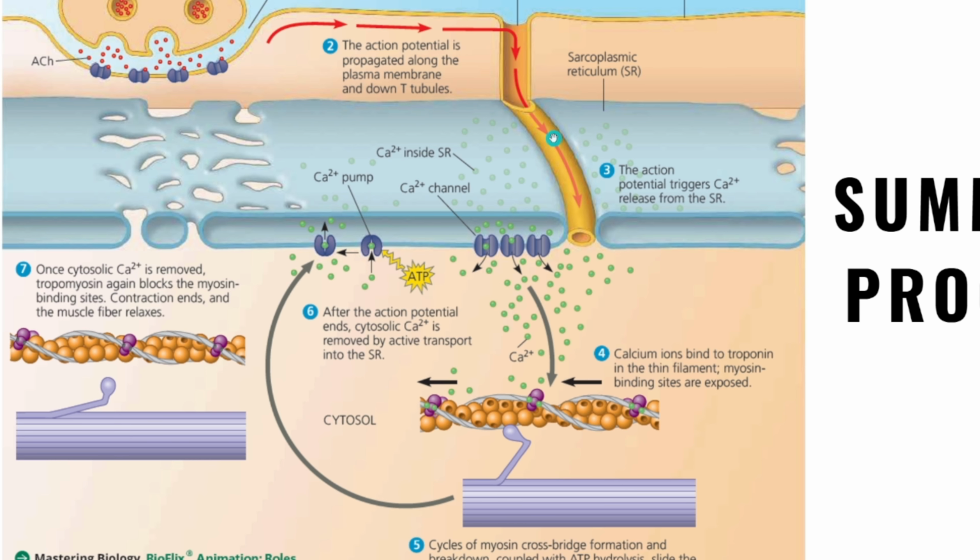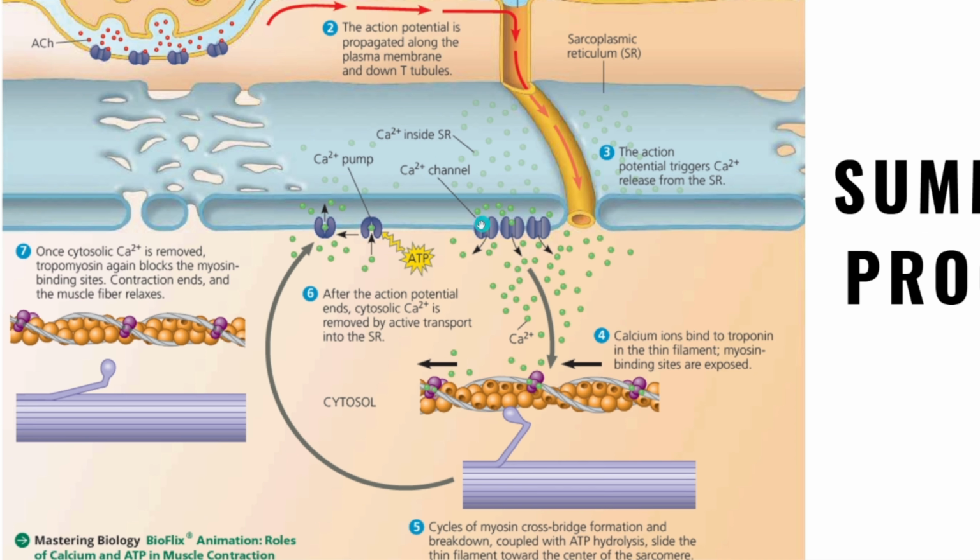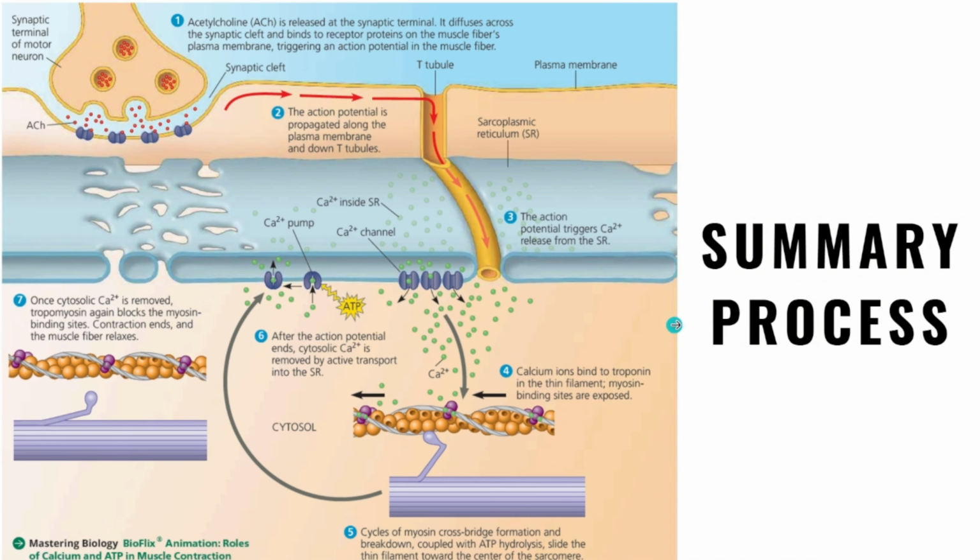Once the nerve impulse is transmitted along the T tubule, and this T tubule is normally at the same location as the sarcoplasmic reticulum, the sarcoplasmic reticulum will receive the action potential and it will trigger the opening of the calcium ion channel. The calcium ion channel will be open, and the calcium ion will diffuse down the concentration gradient into the cytoplasm by facilitated diffusion.